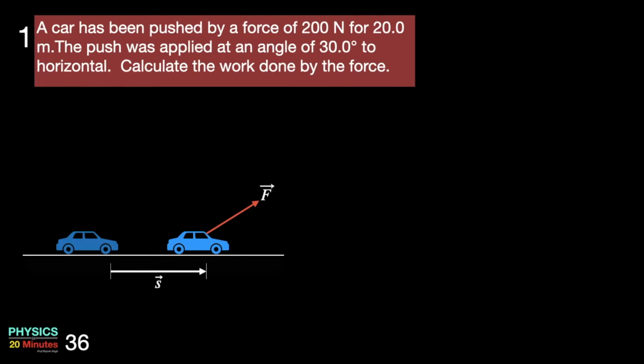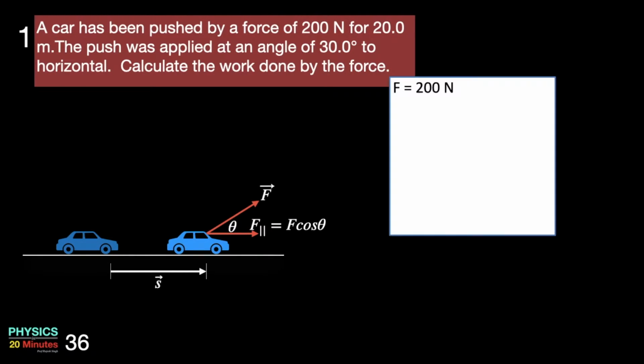So here is the sketch of the situation. We have a car which has been pushed by a force of 200 Newton at some angle to the horizontal like this, and the displacement that the car has seen is 20 meter. Remember, the work has to be done only by the component of the force which is in the direction of the displacement. So if theta is the angle with the horizontal, the car has been displaced in the horizontal direction, and the component of the force in the direction of displacement will be F cos theta.